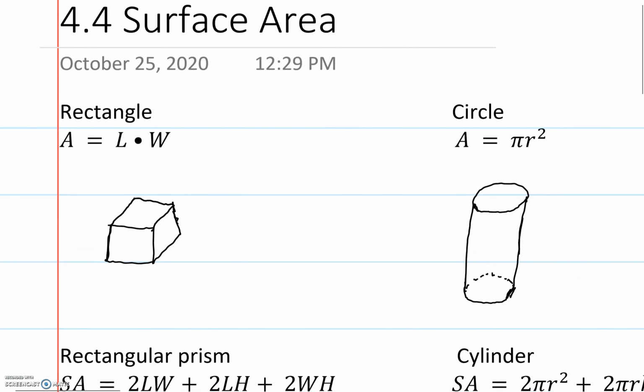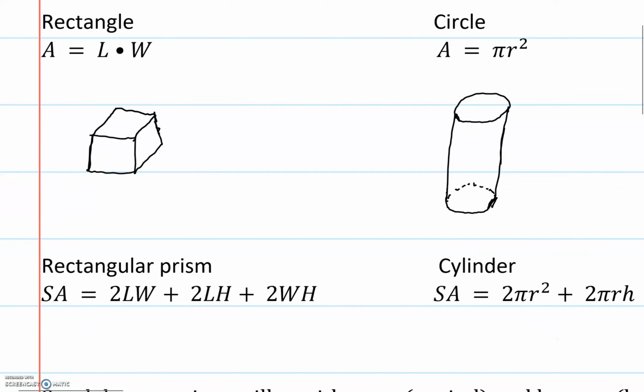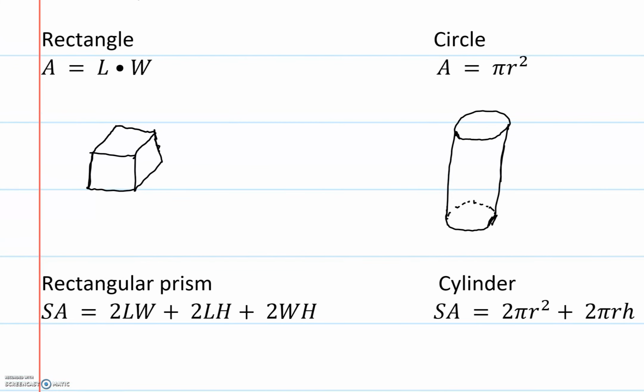But let's now look at surface area of a rectangular prism and a cylinder. With a rectangular prism, there are now three dimensions to think about. We have width here, length here, and height here. So length, width, and height.